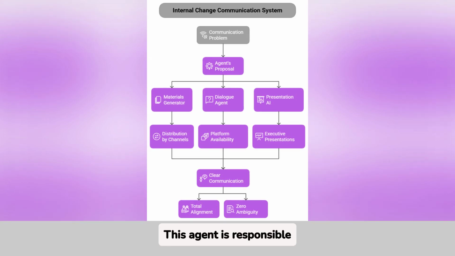This agent is responsible for translating each system change into clear, understandable, and useful information for your team. It not only explains what changed, but also the why, how, and purpose of each adjustment. And it does so automatically, visually, and tailored to the level of each professional profile.